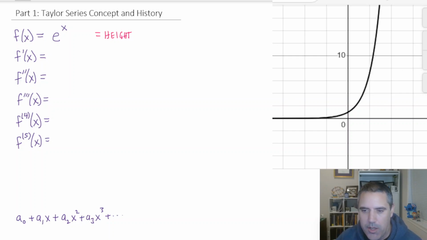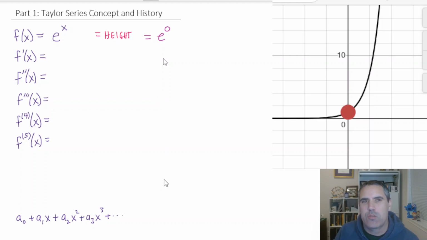So that little dot, what is it? Maybe I'll add a dot in here. Apologies. So what is the height of that little dot there? Well, it's 1. It's e to the 0. So the height is e to the 0.